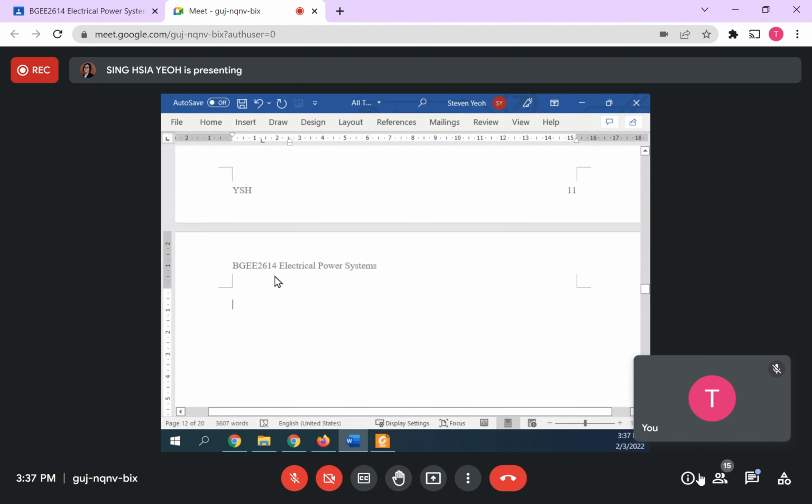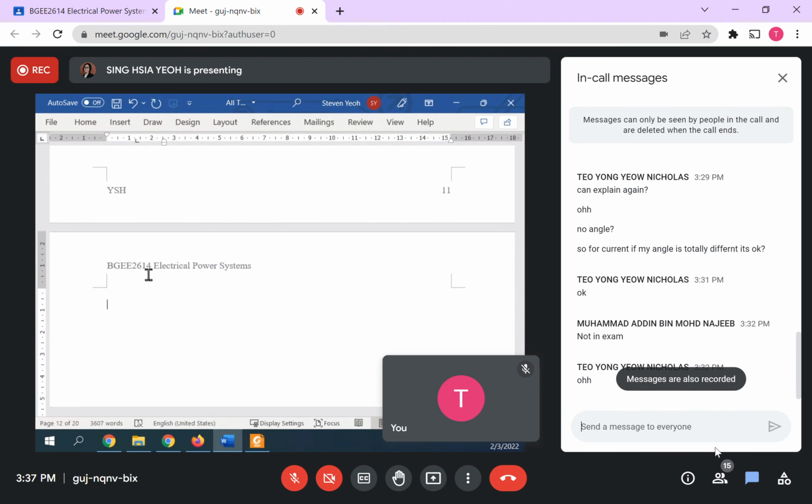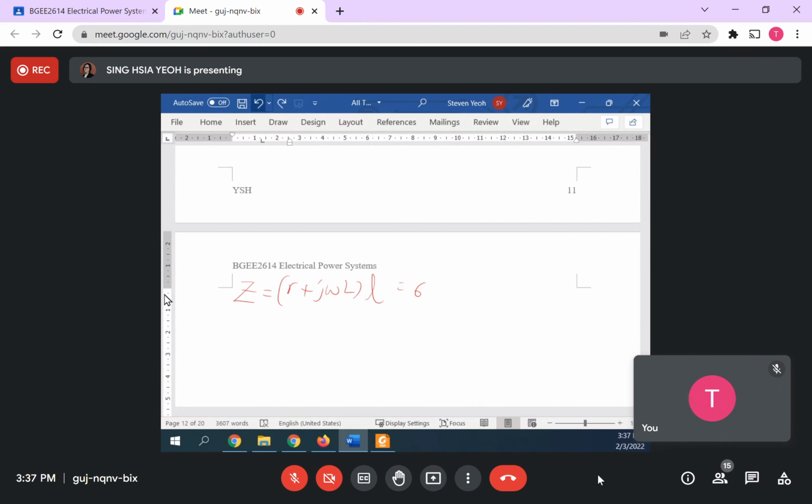Okay, so first of all, you need to get the impedance value. So Z will be equal to what? R plus j omega L multiplied with the length. So basically you get 6 plus j20 ohm.